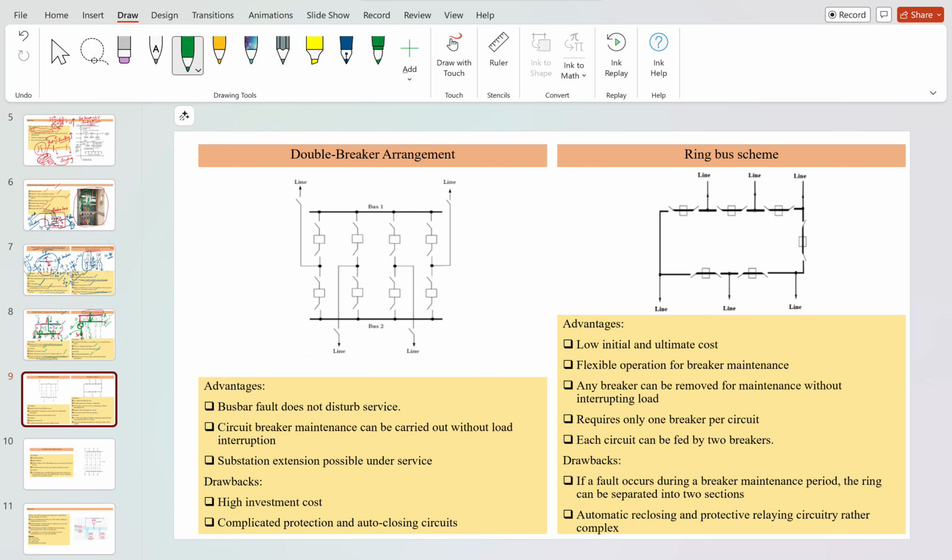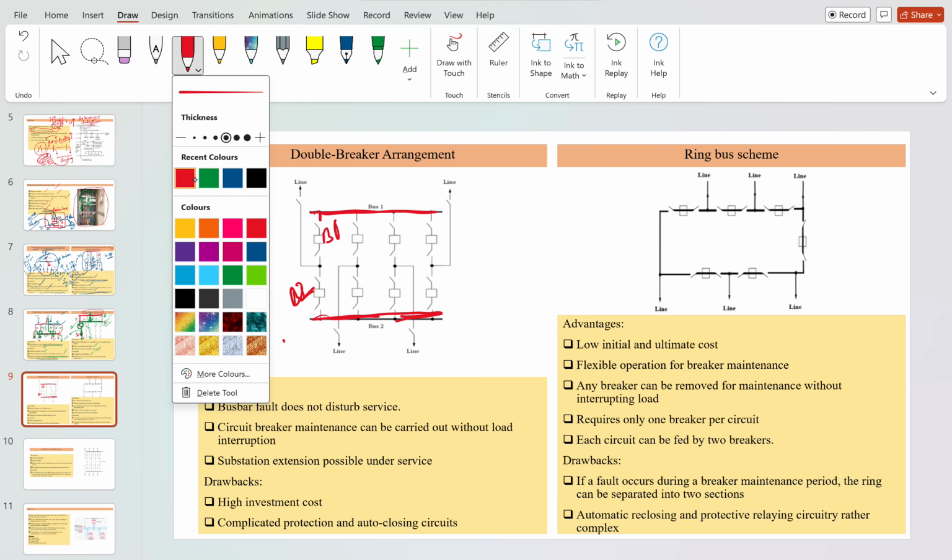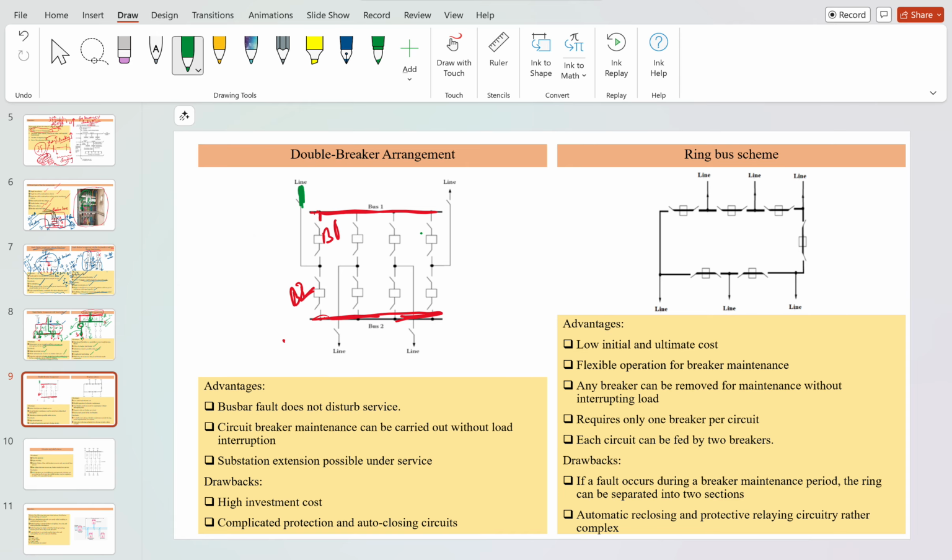Suppose I wanted to see what the double breaker arrangement is. So in the double breaker arrangement, when you see here, this is one bus and this is the second bus. Okay. So you can put the two bus bars with two breakers in between. Suppose this is breaker one and this is breaker two. If I wanted to supply power to this line, the power can flow like this. Okay. You can flow the power like this.